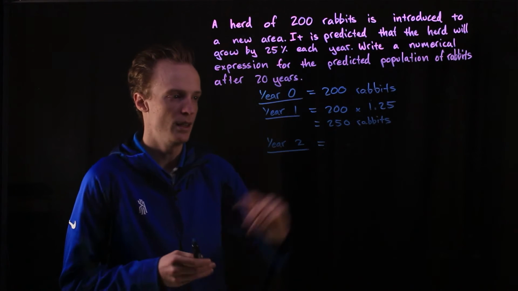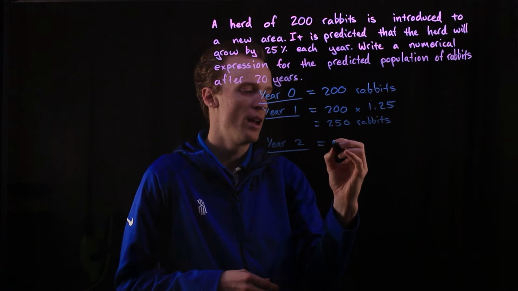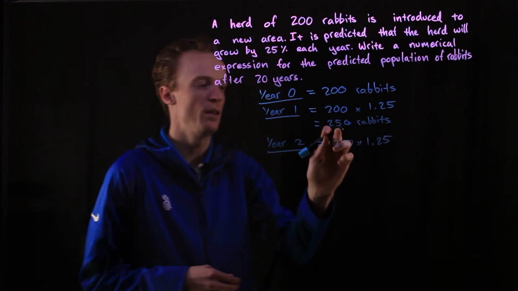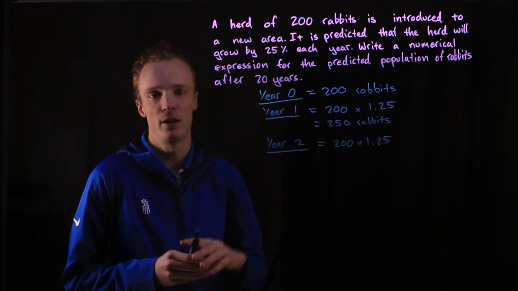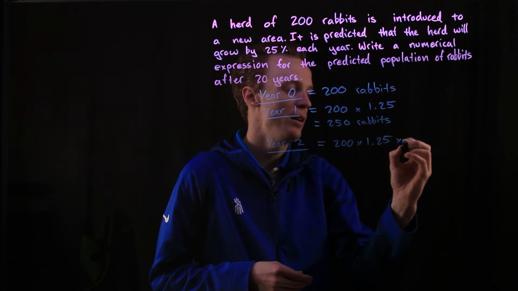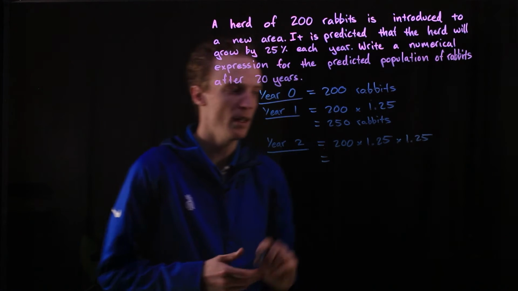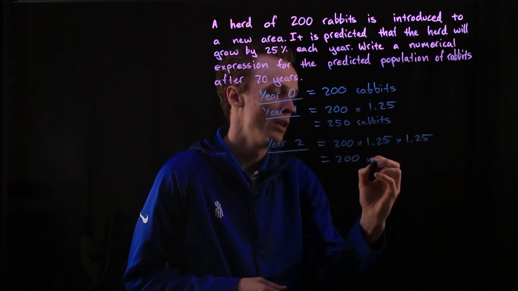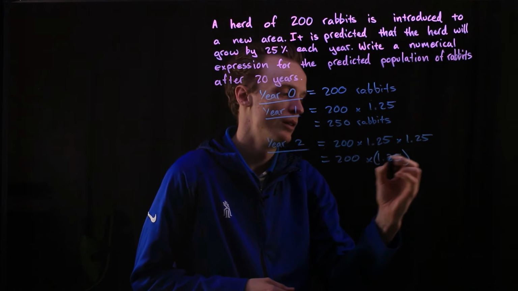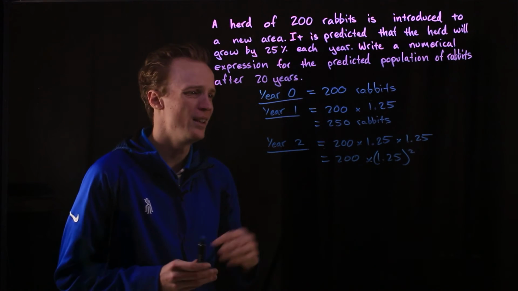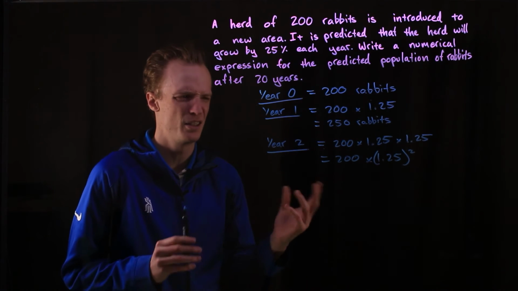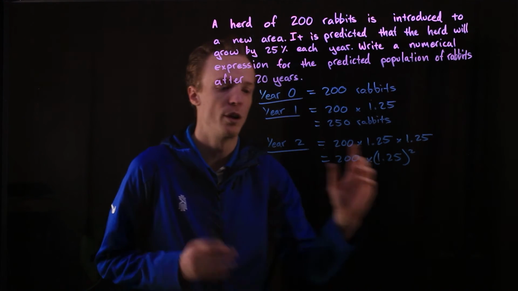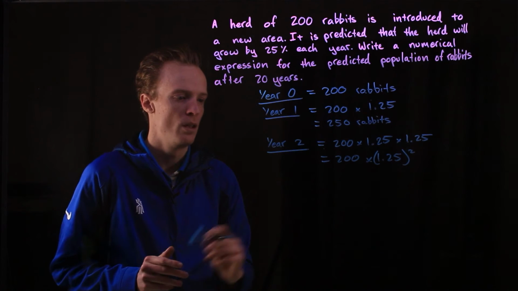But if I think about this, to get that 250, what I actually had to do was take my initial population of 200 and multiply by 1.25 to get to my year 1 value. And now to get to my year 2 value, I've got to increase it by 25% again. I've got to multiply by my 1.25 again. Now, instead of writing 1.25 times 1.25, I can rewrite this to say it's my initial population multiplied by 1.25 squared. Now, I'm not 100% sure what this would be. I think it's about 312, 313, I think it's 312.5. Can't have half a rabbit, obviously. But this is how you would work out a numerical expression to work out how many rabbits you would have at year 2.